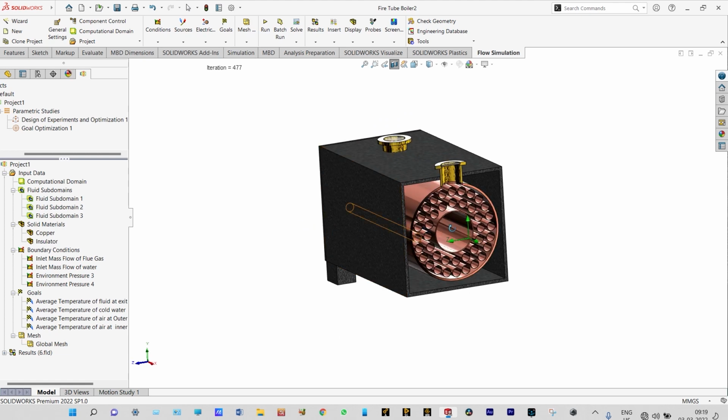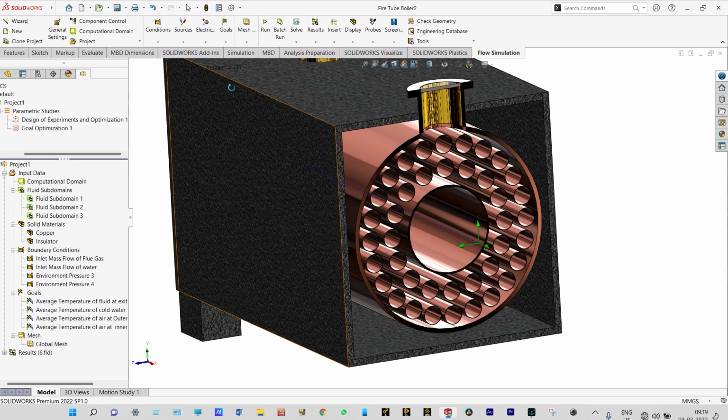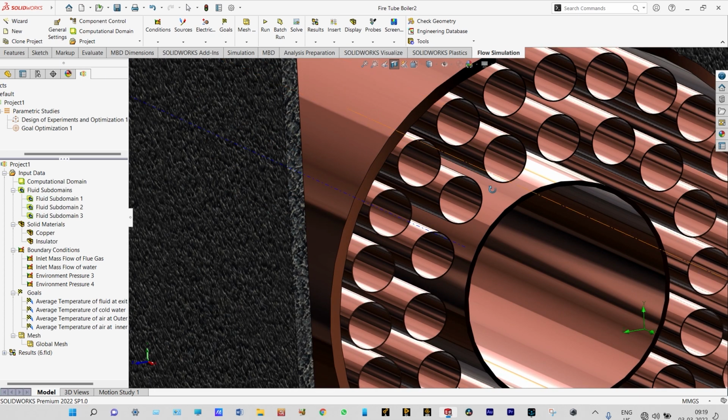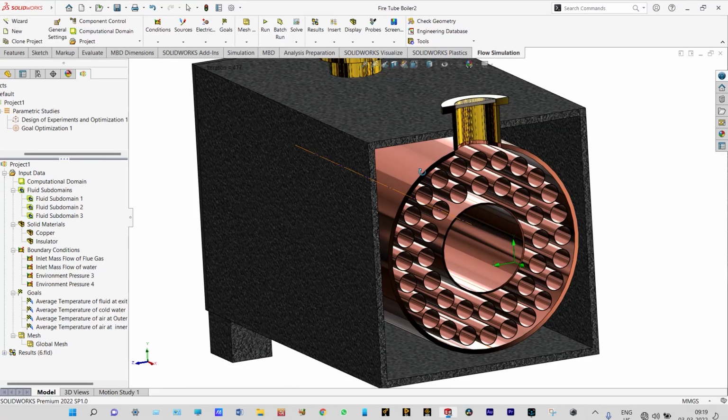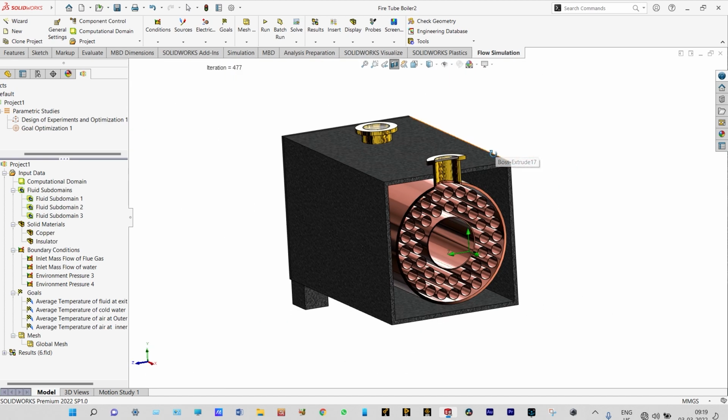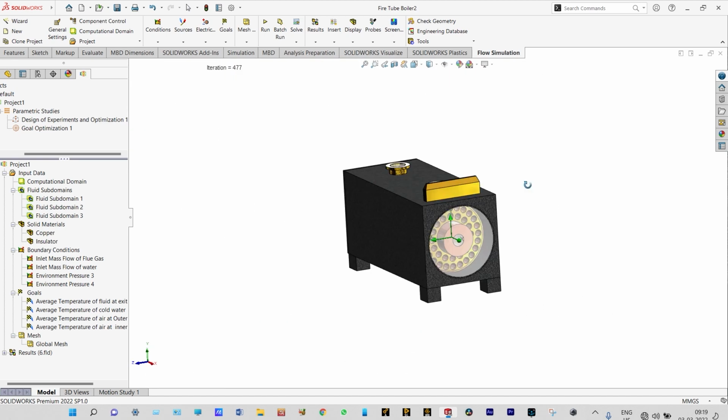In this one, hot flue gases will be passing, and from the back side it will come again through these small diameter tubes made of copper, and the tubes are surrounded with water. Water will be at these locations. So the water will be warmed up, and at the same time you can see outside there is some space, and this space is actually maintained for insulation, and at the top side we have provided one kind of insulator, right? So the geometry is clear. Now let's start our simulation.